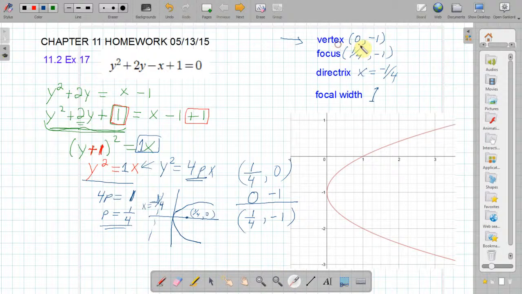So my vertex should be at 0, -1. So 0, -1. Cool. Focus should be at 1/4, -1. So focus should be right there. So how can you tell if indeed the focus is between these 2 points? Well, the focal width should be 1. And yeah, so we have 0.5 here and 0.5 here. So the focal width is indeed 1. So we're done. Looks like we got it.